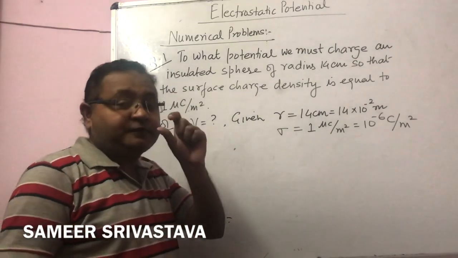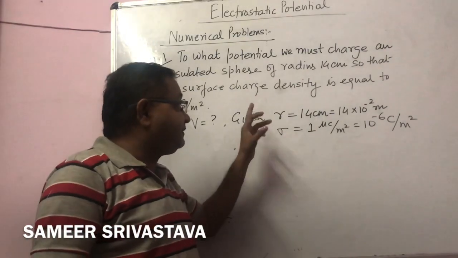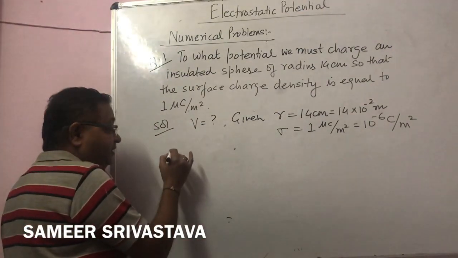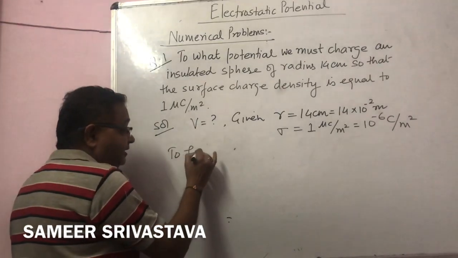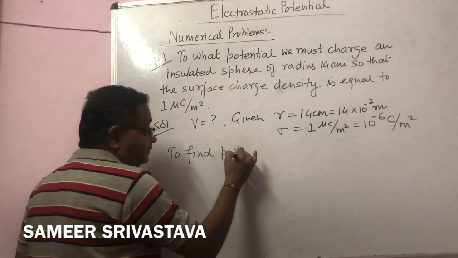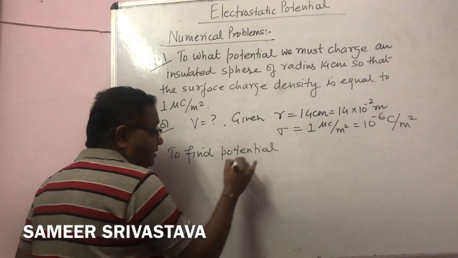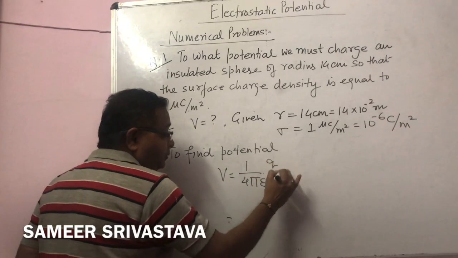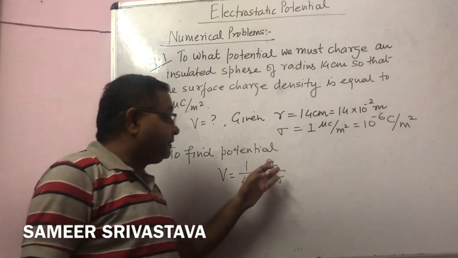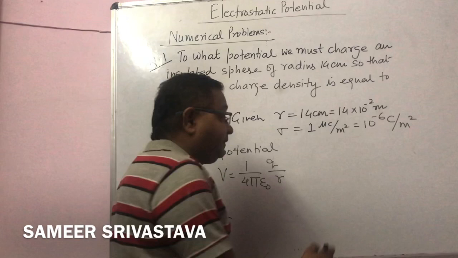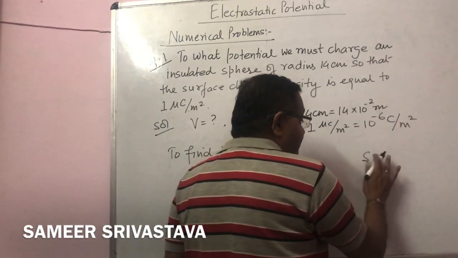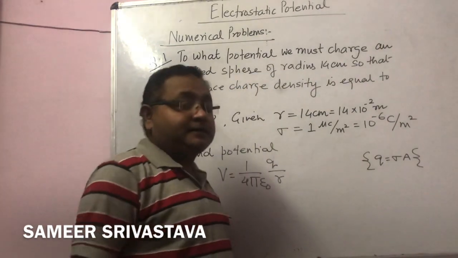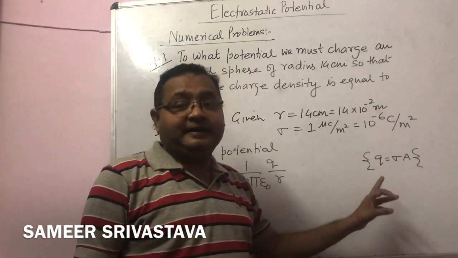Now if we consider this sphere as a point charge, with the charge located at the center, we use the formula to find the potential. To find potential, we can use the formula V is equal to 1 upon 4 pi epsilon naught Q by R. In this problem, the value of charge is not given, but we all know that Q is equal to sigma into A, that is surface charge density multiplied by area, that is the charge.